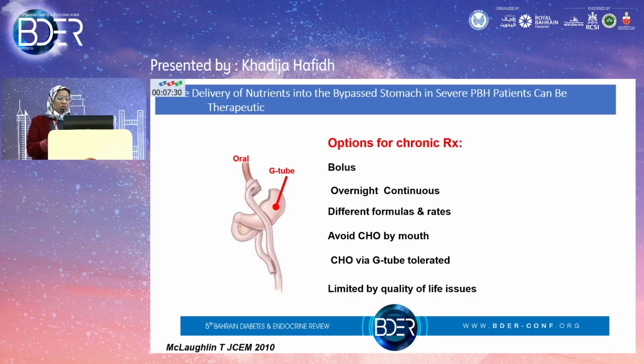So here's the G tube. It can be given continuously overnight. There may be different formulas used. It avoids the carbohydrate ingestion orally. But of course, the quality of life of the patient is affected: I can't really taste the food. What's the point of life if I can't enjoy what I'm eating?